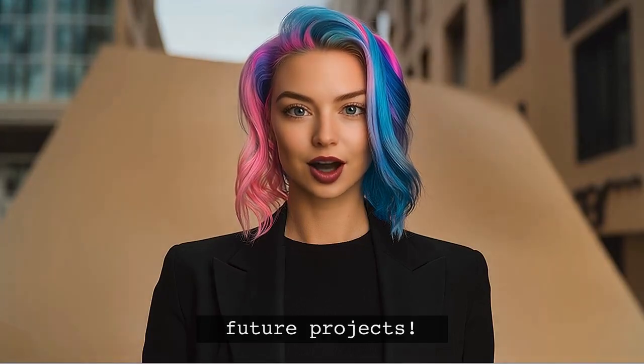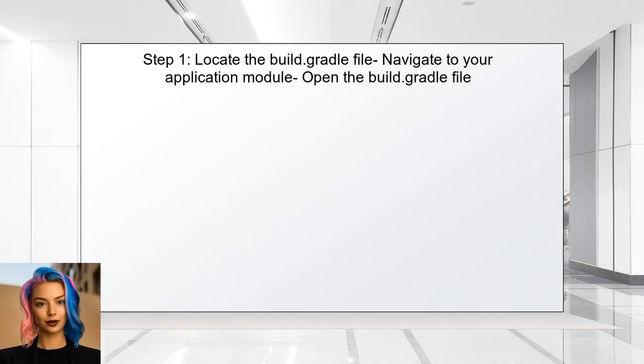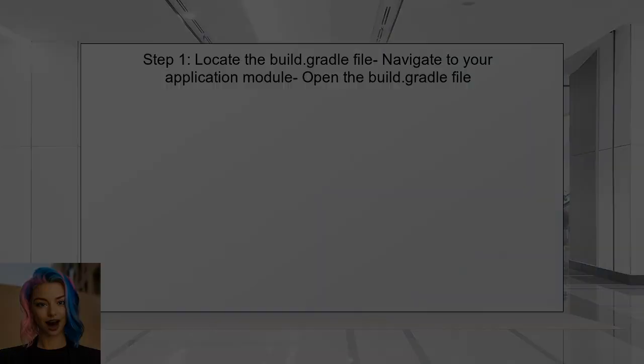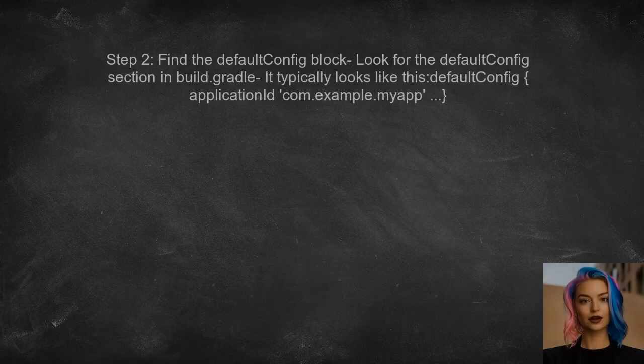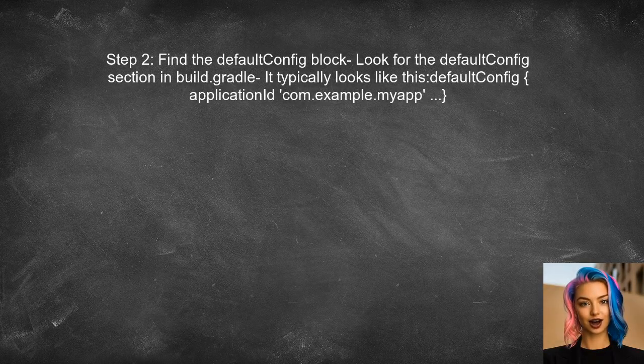To get the package name or application ID in a Gradle build script, the user should first locate the build.gradle file for their application module. This file contains the configuration for the app. Next, the user needs to find the defaultConfig block within the build.gradle file. This block contains important settings for the application, including the application ID.